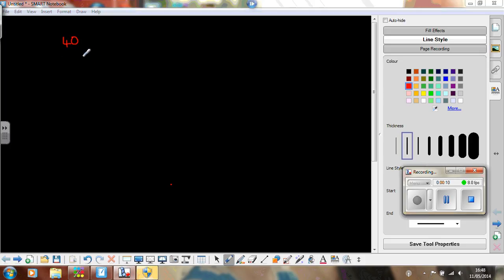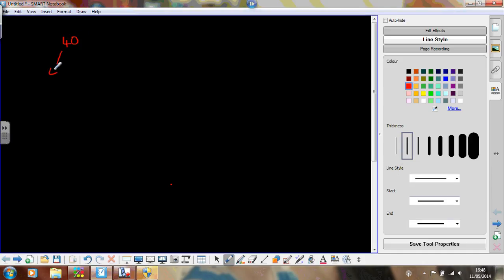So the factor is a number that divides exactly into 40, and we're going to look for two numbers that multiply together to make 40. So I'm going to use 4 and 10. Could have used 5 and 8. Could have used 2 and 20, but I'm going to use 4 and 10. Neither of these are prime numbers, so I'm not going to stop.